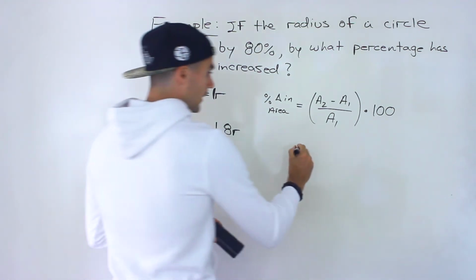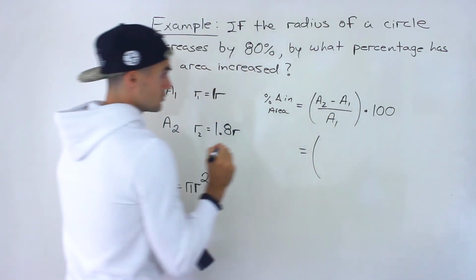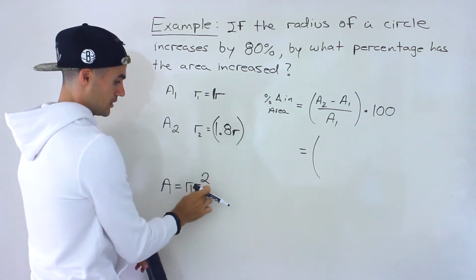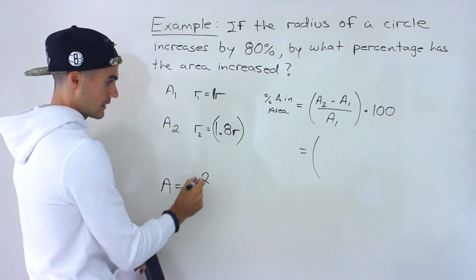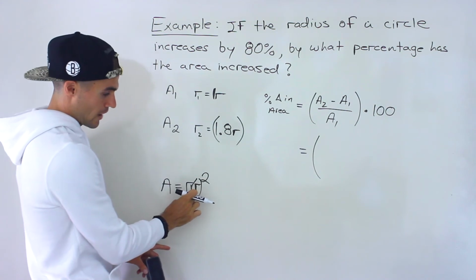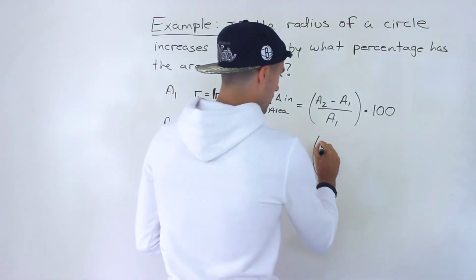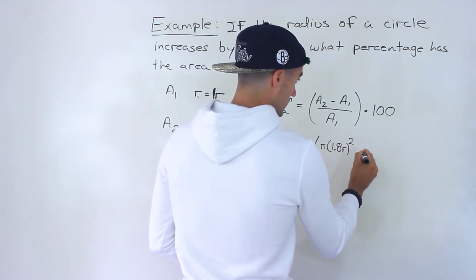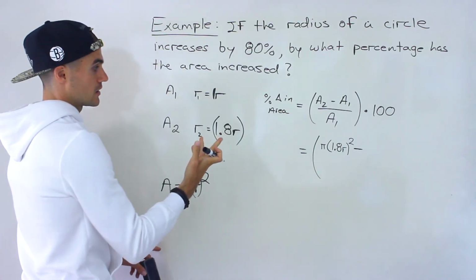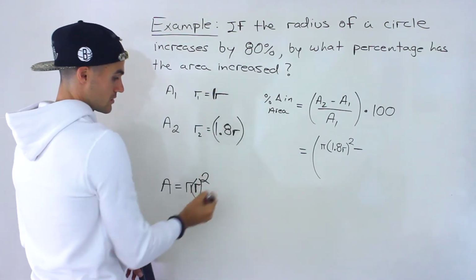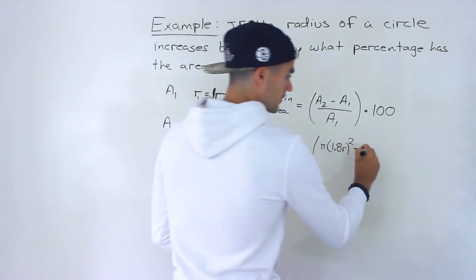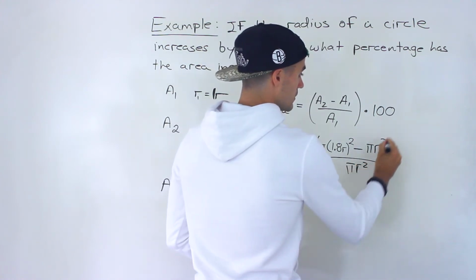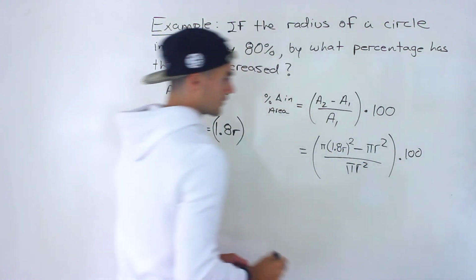So what is this A2 going to be? Well, we would take this entire radius and plug it into the formula to get the new area. You've got to be careful, this whole thing has to go into the brackets for this r. So we would end up with pi times (1.8 r) squared minus, what's the initial area going to be? Well, the radius is just r, so it's just pi r squared, over the initial area, pi r squared, and then we're going to multiply this by 100.